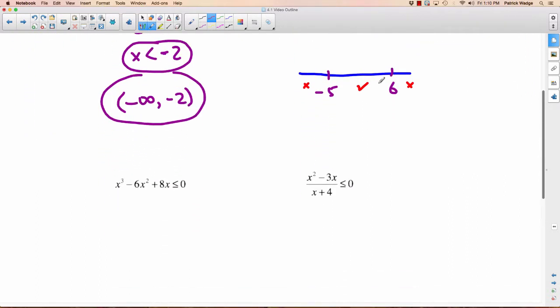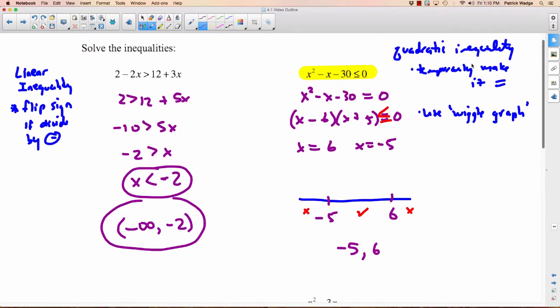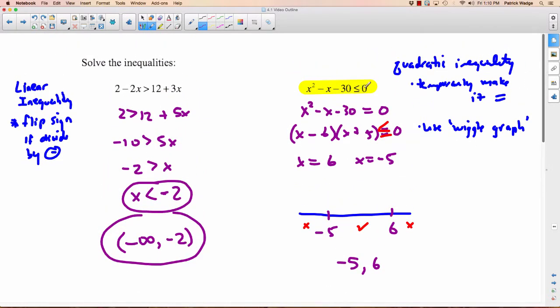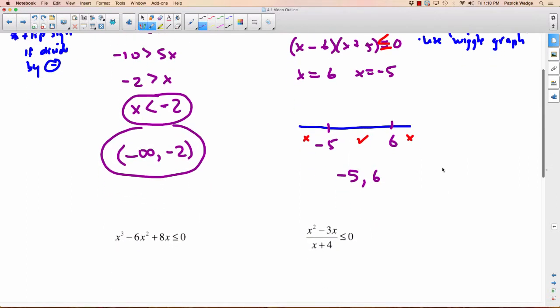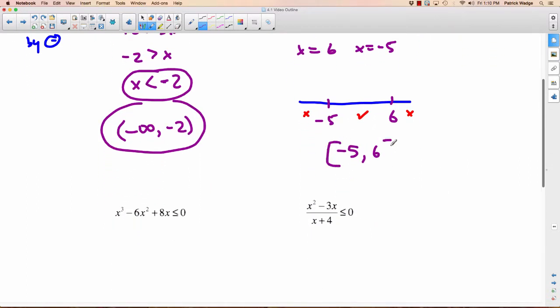We can graph it. What we found is it goes from -5 up to 6. Now, what kind of bracket should we put on that? We look back up in the original, and it was less than or equal, which means we have to put our square brackets. Of course, you could also write this as -5 is less than or equal to x, which is less than or equal to 6. Or you could even do it in set notation and put x such that, and close the set. So there you go. Any one of those are fine.